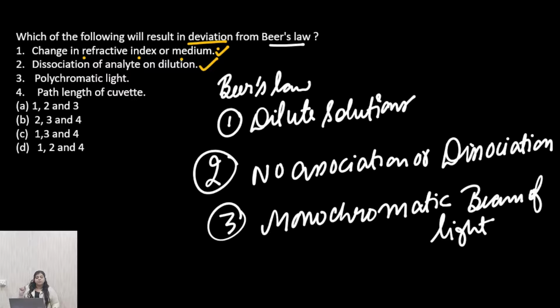Third one is polychromatic beam of light. It's again going to cause deviation because we need a monochromatic beam of light. The path length of the cuvette, that is the tube in which you are performing the experiment: with the change of that length, will deviation be observed? The answer is no. With the change in cuvette length, you will not observe any deviation in Beer's law. So the first, second, and third conditions result in the deviation of Beer's law.